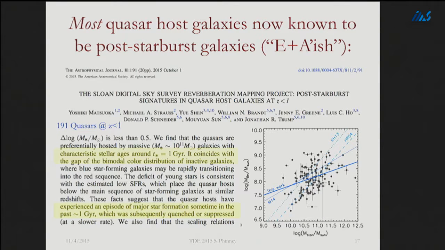Okay, if you look at the recent history, 2015, here's a study of the spectra of the fuzz around all the Sloan quasars at redshift less than 1, and they find that almost all of them are basically post-starburst E plus A-ish spectra, with stellar ages around 1 gigayear.